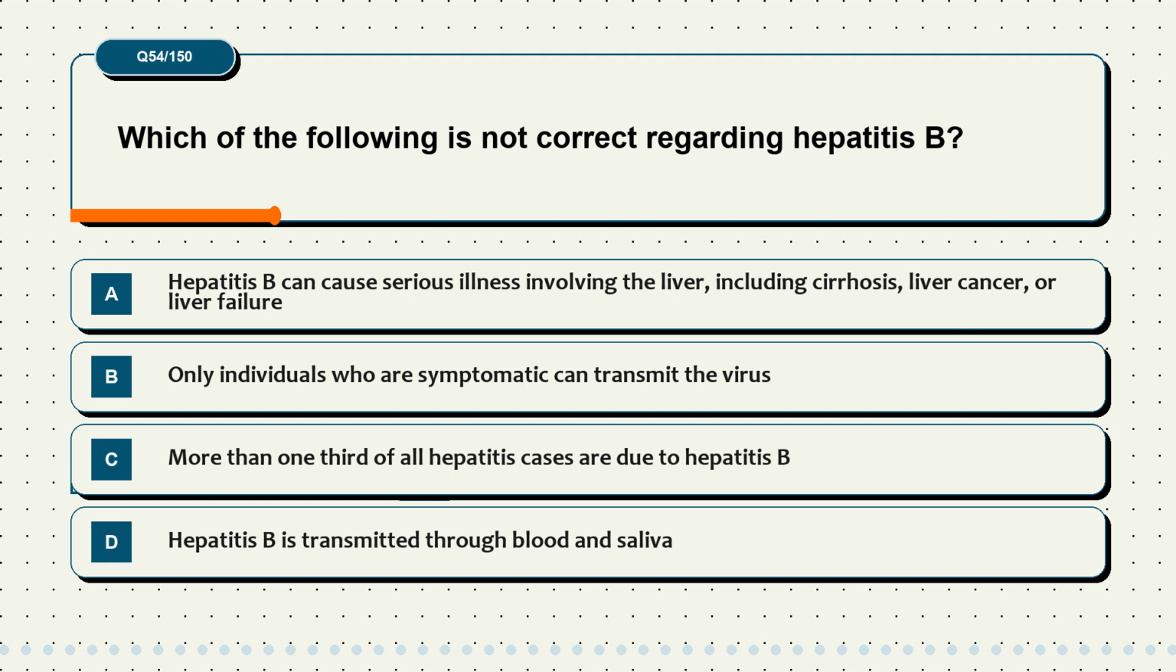Here are the options. Option A. Hepatitis B can cause serious illness involving the liver, including cirrhosis, liver cancer, or liver failure. Option B. Only individuals who are symptomatic can transmit the virus. Option C. More than 1/3 of all hepatitis cases are due to hepatitis B. Option D. Hepatitis B is transmitted through blood and saliva.